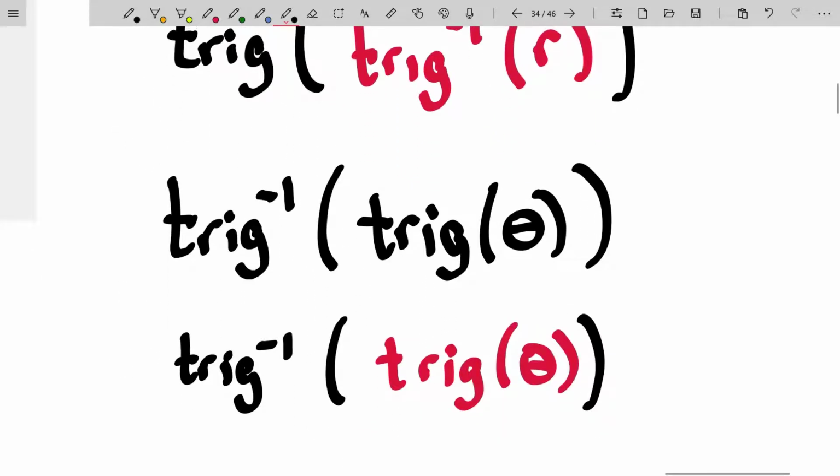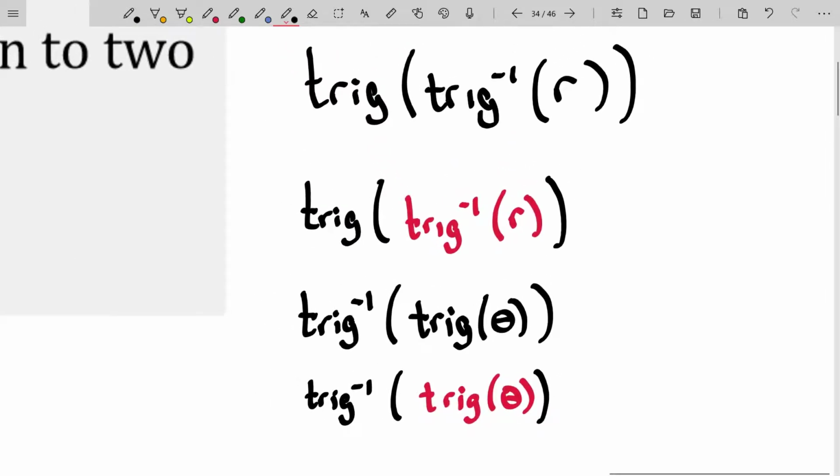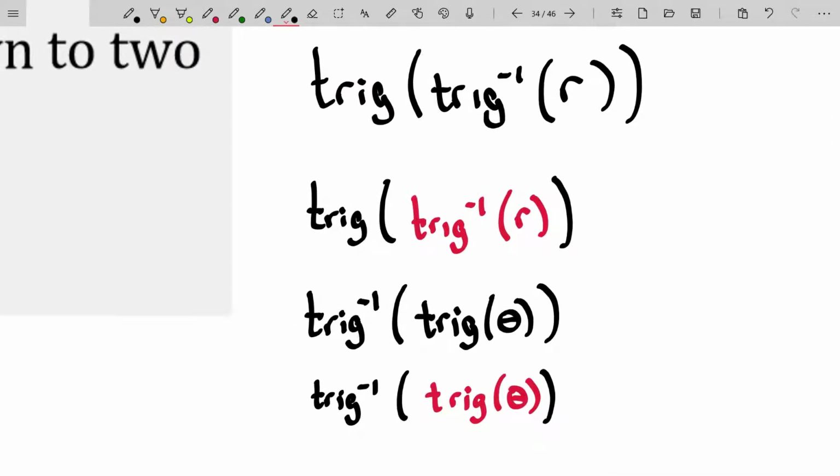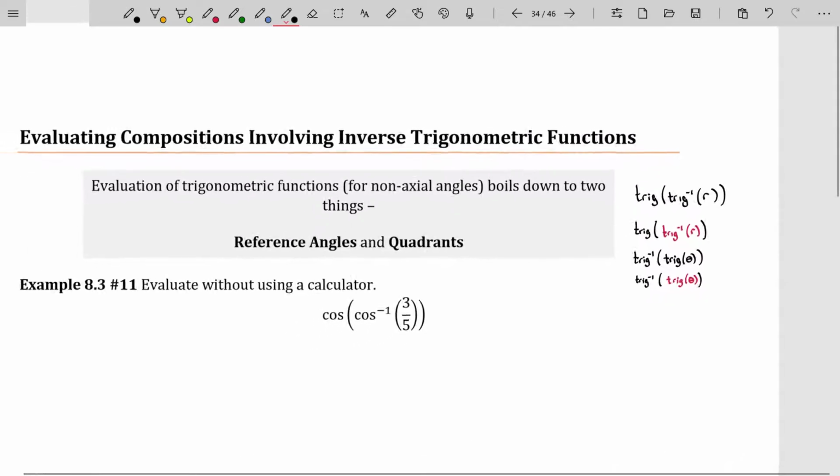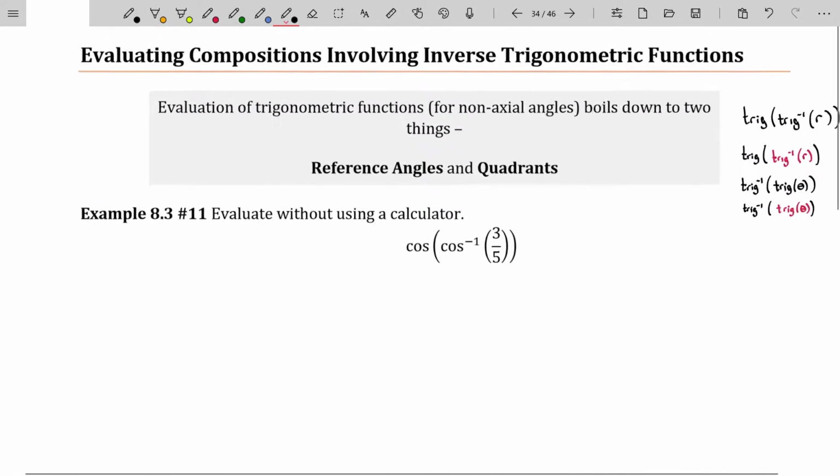And then finally, we'll take two different trig functions. We'll evaluate the inverse trig function of a completely different trig function. For example, a cosine inverse of a sine of an angle. These comprise the four cases when you're evaluating compositions of trigonometric functions and their inverses. The easiest of these cases is the very first one that we have in front of us.